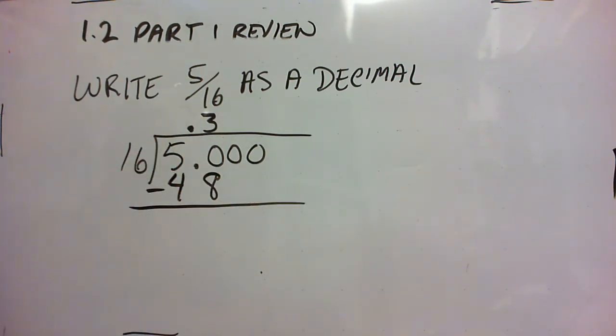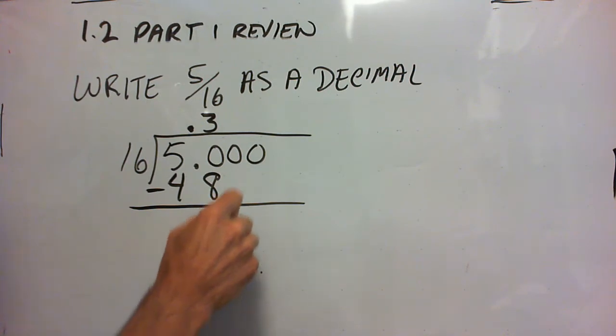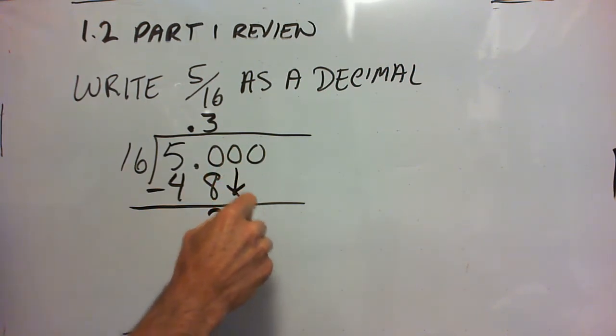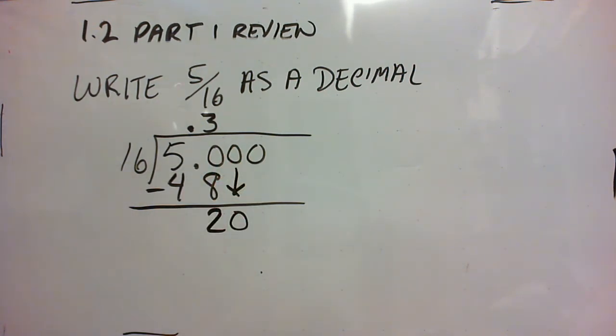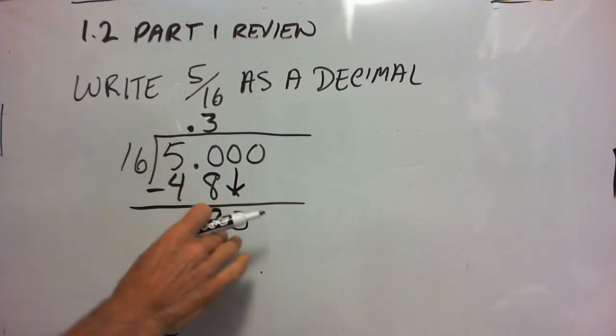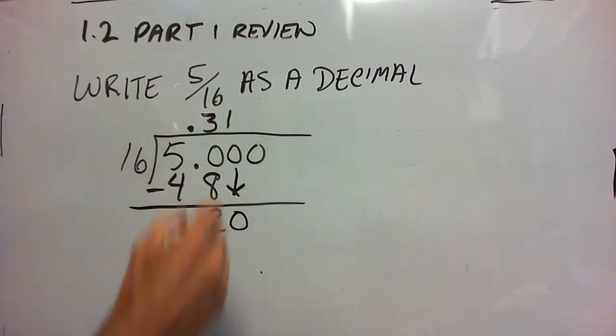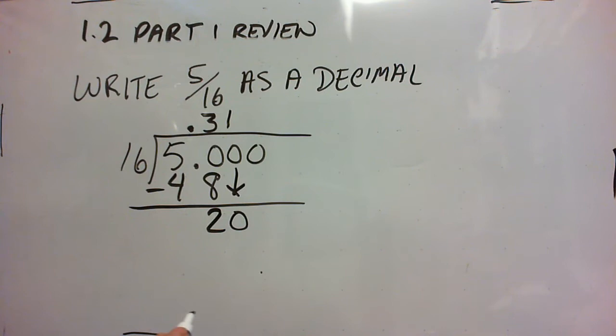subtract to get 2, and then we carry down one of those zeros, 20. Now we start the process again. Divide 16 into 20. It goes in one time. And then write the result, subtract, carry down, see if you can finish this problem and get the result.